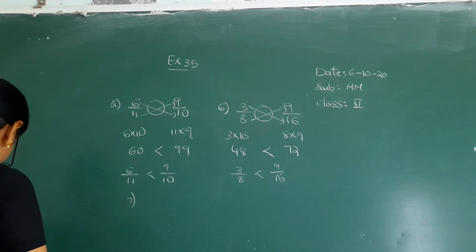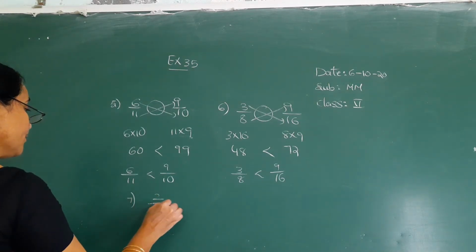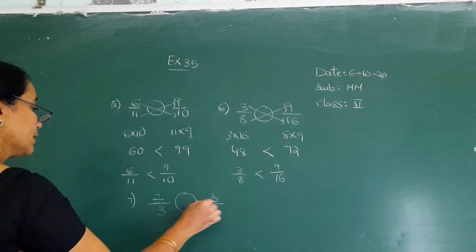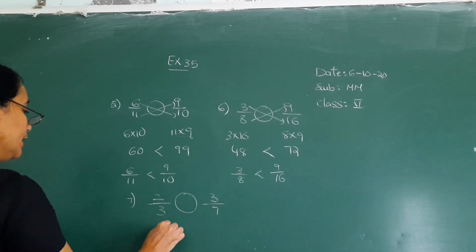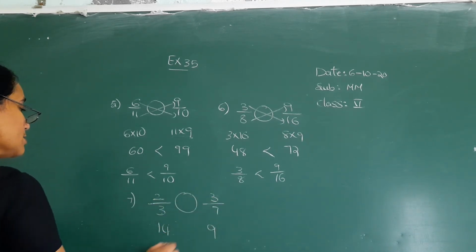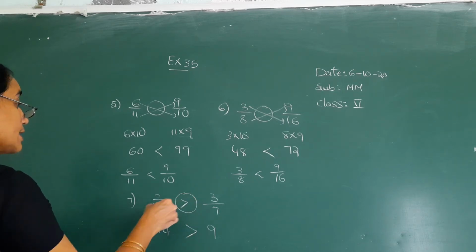See the seventh problem. 2 by 3, 3 by 7. 2 into 7, 14. 3 into 3, 9. So 14 is greater, so it is greater.